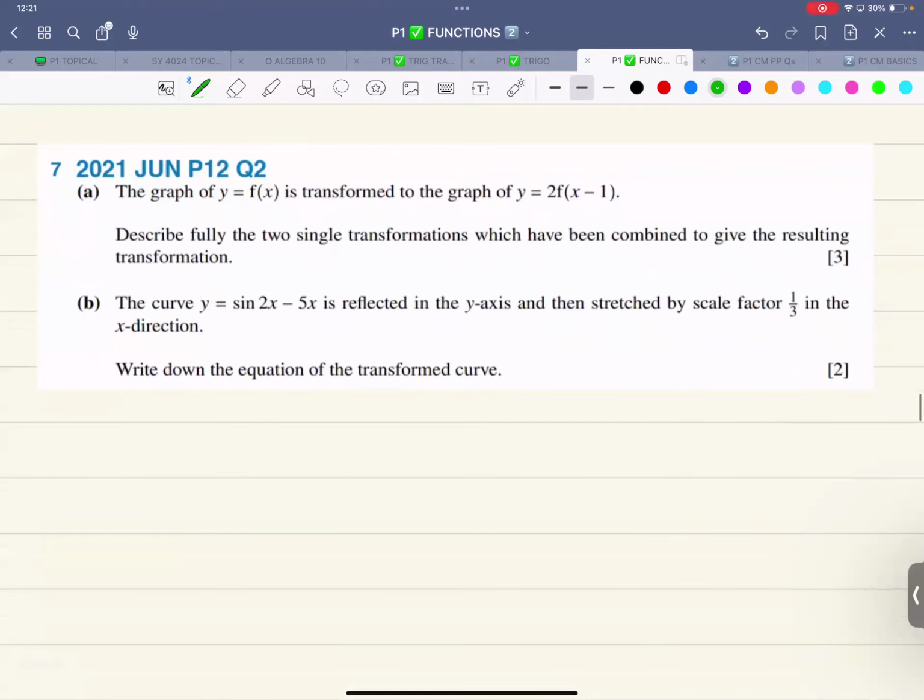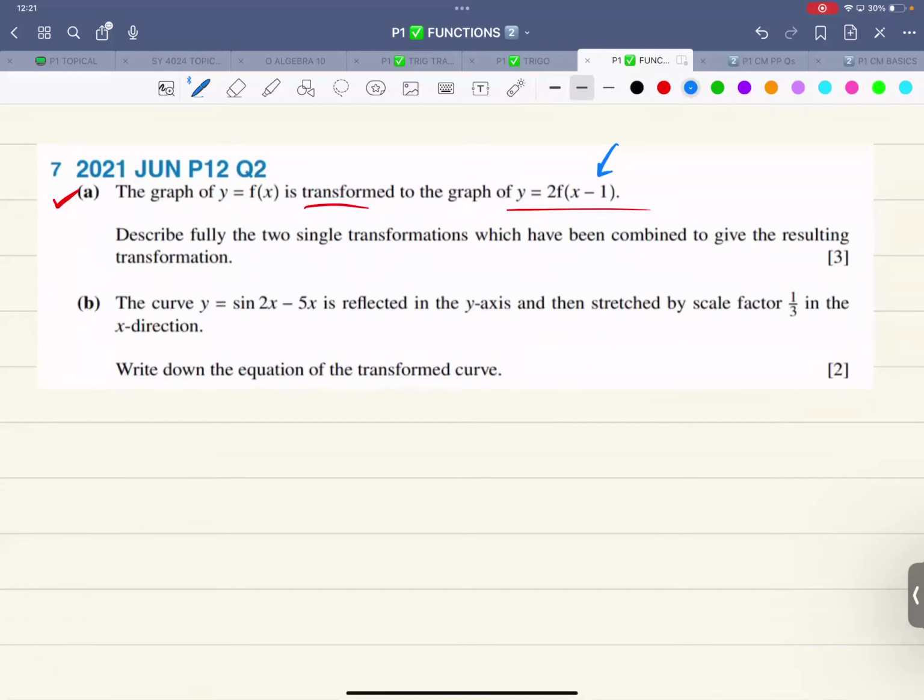Now, another question. The first one is just symbolic, the second one is spelled out. Let's start with the first one. The first one says the graph of y equals f(x) is transformed to the graph of this. Now they have given us the equation. They are asking us what is happening. So let's work inside out.